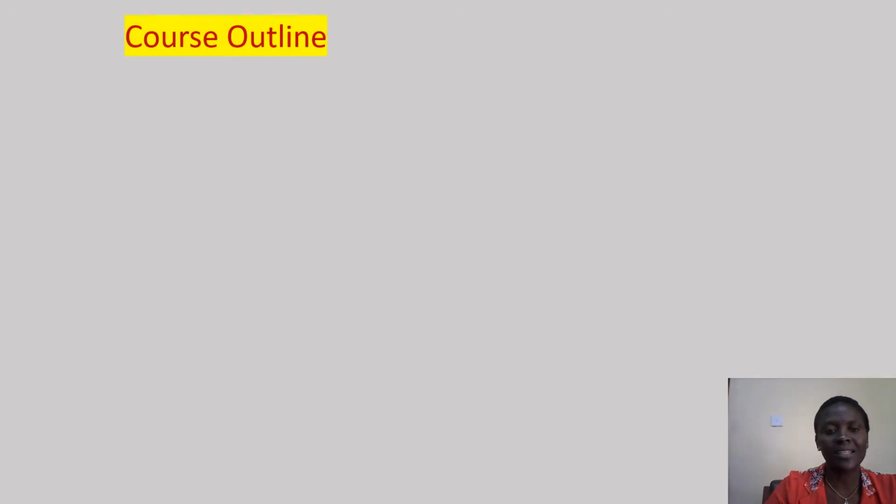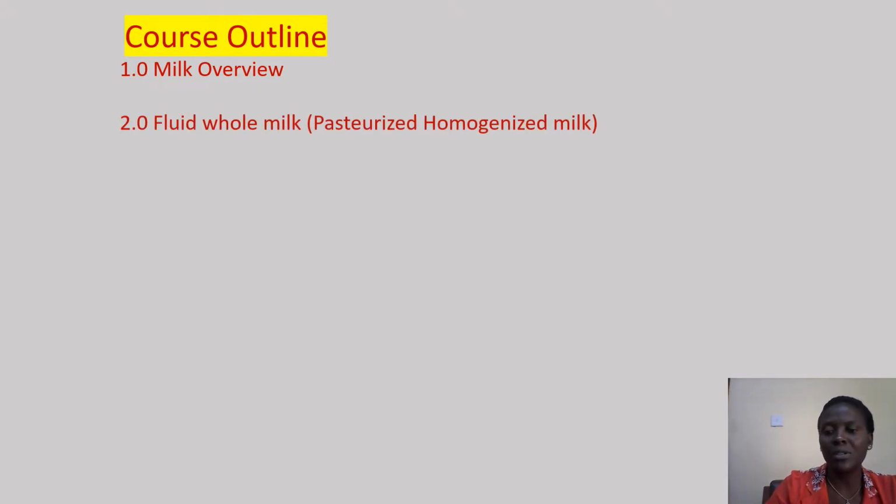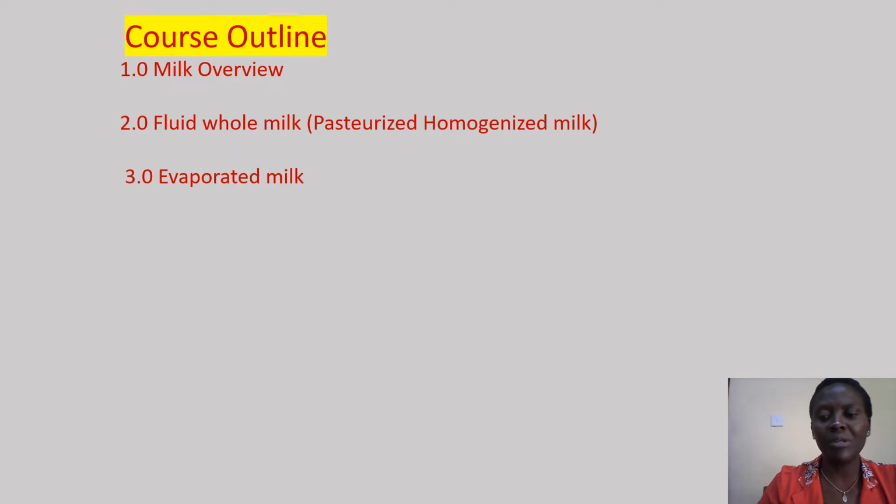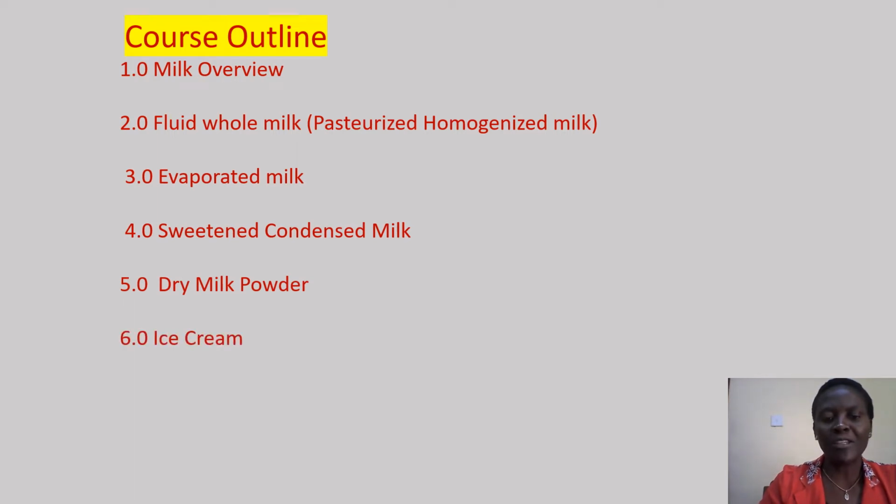Let's move on to the course outline. You have the first module, which is going to be in about 2 sessions, which is milk overview. The second one is fluid whole milk, otherwise known as pasteurized homogenized milk. Then the evaporated milk, sweetened condensed milk. You also have dry milk powder, ice cream. In Module 7, you'll be taken through lollies. Hope you can remember, while very young, it's usually put inside a stick, very near to ice cream.